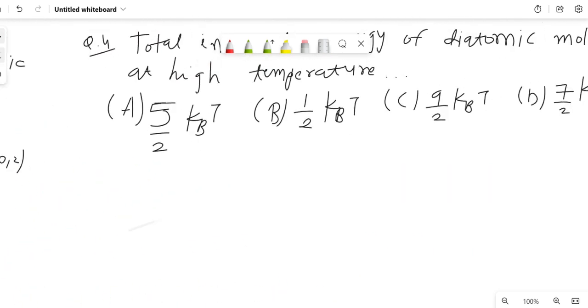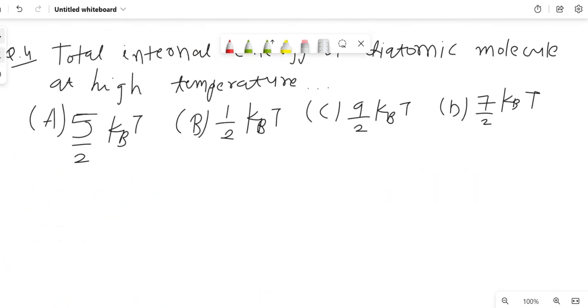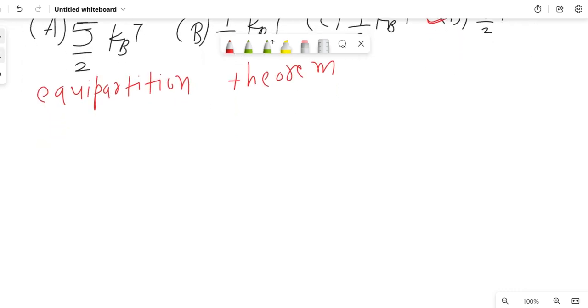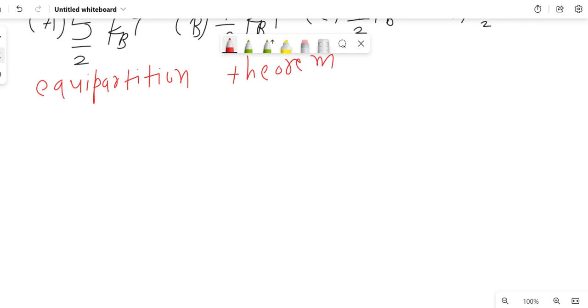Now the fourth question, in which we are asked for the total internal energy of a diatomic molecule at high temperature. It will be 7 by 2 kBT, where kB is the Boltzmann constant. It is from the equipartition theorem, which states the degrees of freedom. You can remember this directly, but I will explain how it comes.